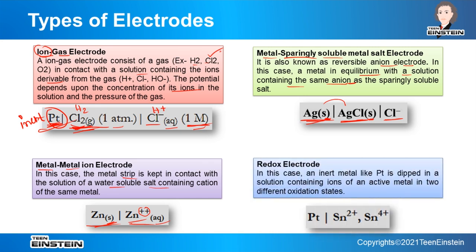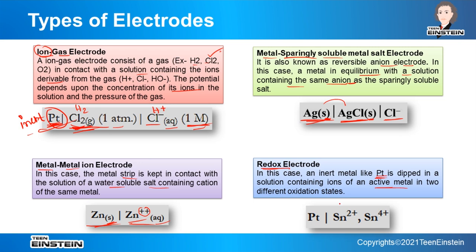The last one is the redox electrode. We should not say that it is the last, because there may be some other types, but these four are the most common. Fine. In this case, from the name you can understand that an inert metal, that is Pt, is dipped in a solution containing ions of an active metal. Why are we calling it an active metal? Because here Pt is not active, it is not taking part in the reaction, it is just playing the role of an inert electrode, just like you have seen in the first type, the ion gas electrode.